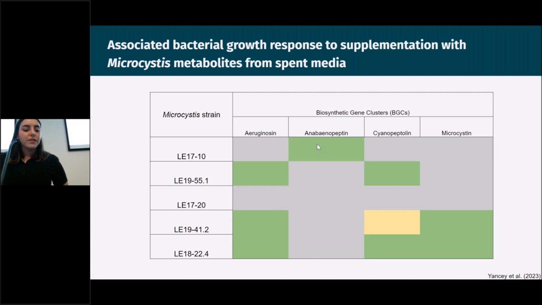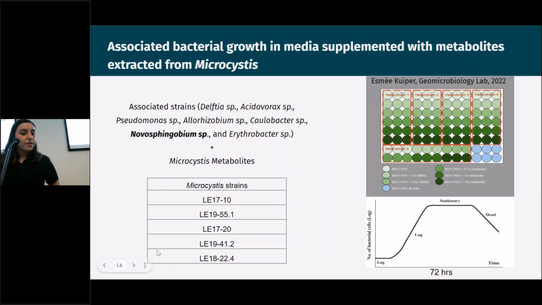In green, we have the ones that possess the biosynthetic pathway for that specific metabolite. In gray, they didn't have a pathway for that metabolite. And in yellow, they had a partial route for the biosynthesis of that specific metabolite. Once we chose those 5 strains, we would then also choose strains of associated bacteria that were pretty different from each other, because we want to see how different groups of bacteria react to the exposure of different metabolites from different strains of Microcystis.